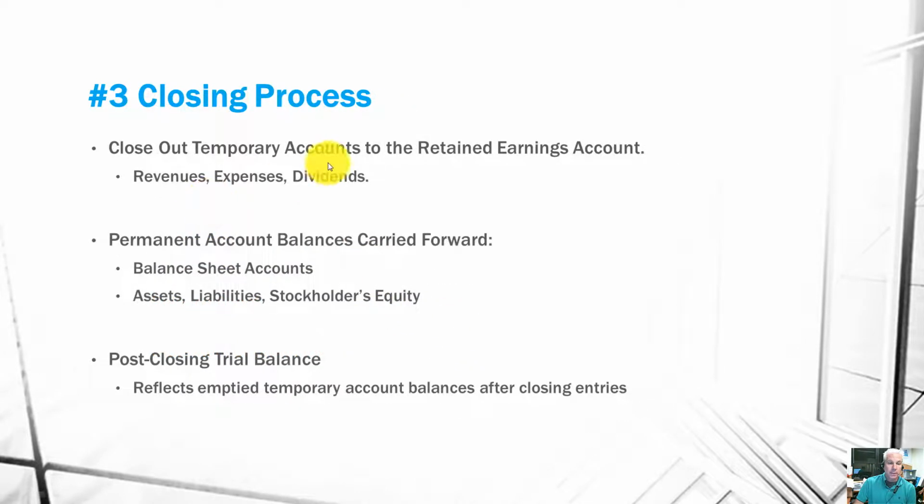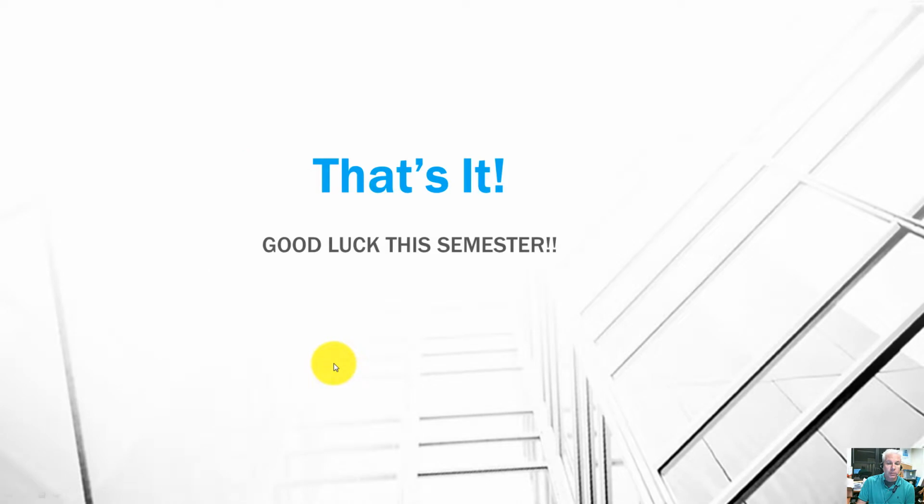Finally, we close out the temporary accounts to the retained earnings account: revenues, expenses, and dividends. Permanent account balances are carried forward, which are our balance sheet accounts, the assets and liabilities, and the stockholders' equity accounts. After we close out our temporary accounts, we have one final trial balance called the post-closing trial balance. It reflects the emptied temporary account balances after closing entries, and it is the starting point for the next accounting cycle.